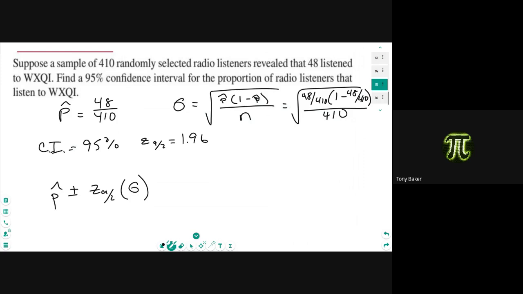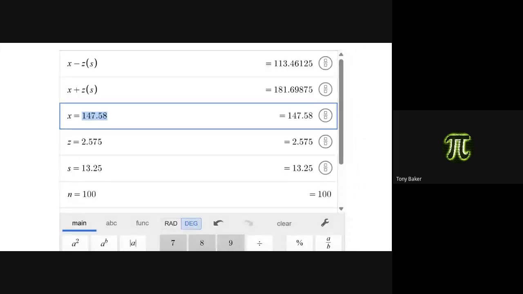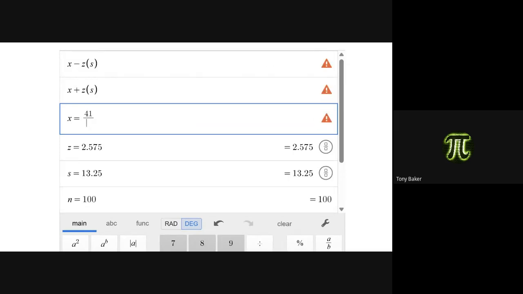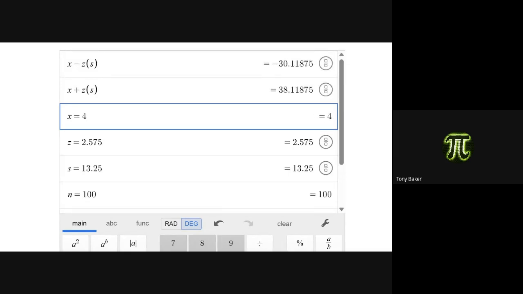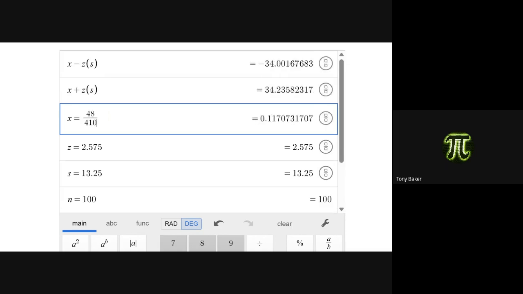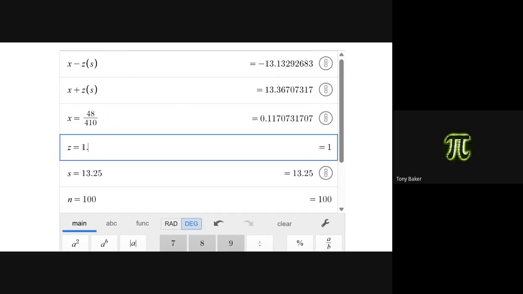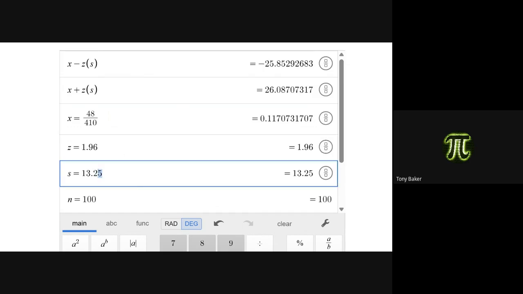Okay, so here is how I would show you that. Here's how we would do this in Desmos. 48 over 410. My z was 1.96. And this is how I would do these problems.